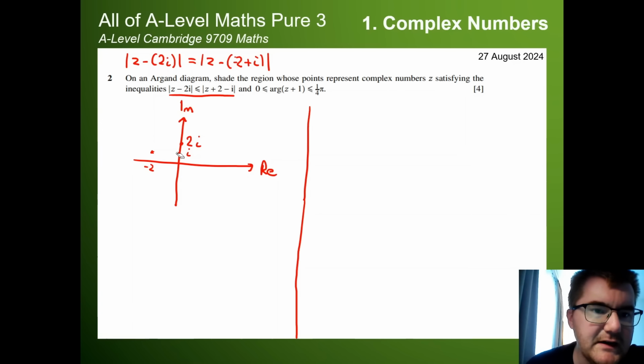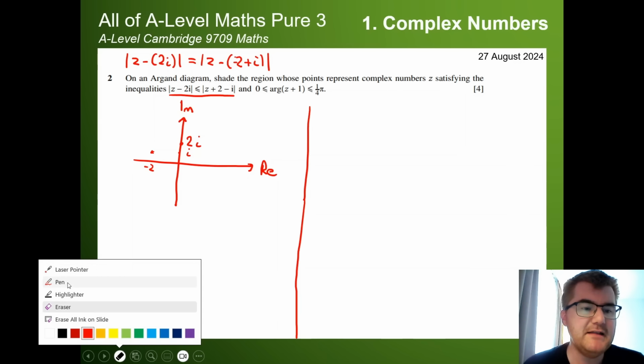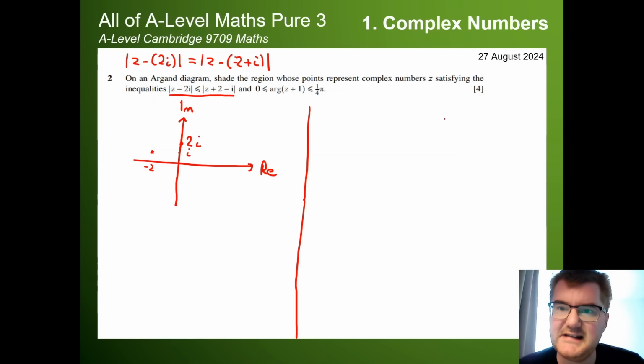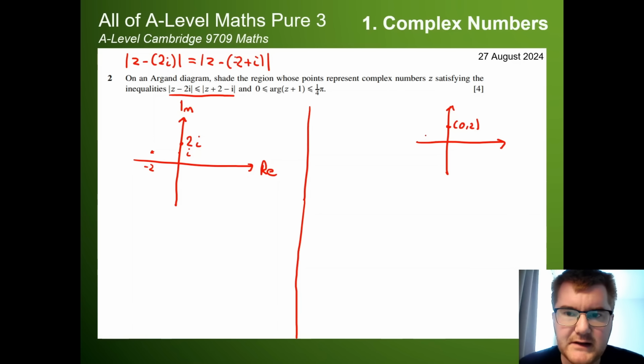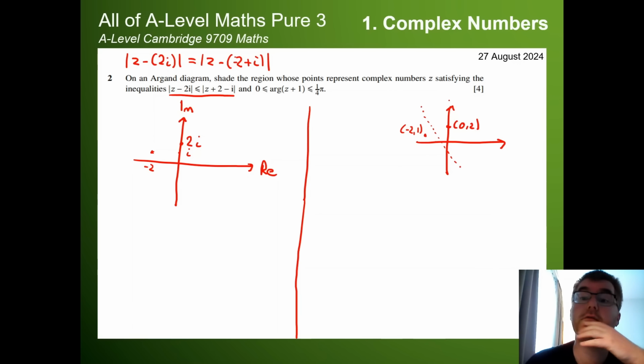And what we want to do here is find the perpendicular bisector between these 2 points. Now, if I was to go back to iGCSE standard and just draw this on a normal plane with x and y, this is essentially equivalent to me having the point here (0, 2), and me having the point over here of (minus 2, positive 1). And I want to find the perpendicular bisector that goes through them.